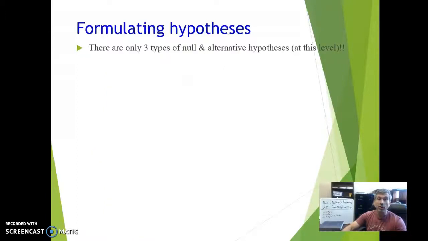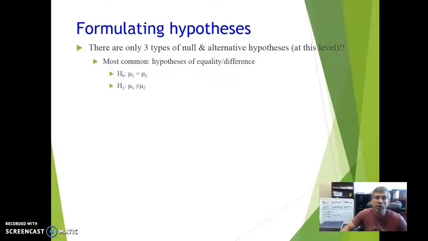So here's the nice thing about that. Because there's only two hypotheses being made, and there's only three possibilities, there's actually only three different patterns that null and alternative hypotheses can take, at least so far. It can always get more complicated in statistics, and it often does. But for right now, there's only three patterns. The most common is the one we already talked about, the hypotheses of equality and difference. The null, the two populations are the same. The alternative, they are different.